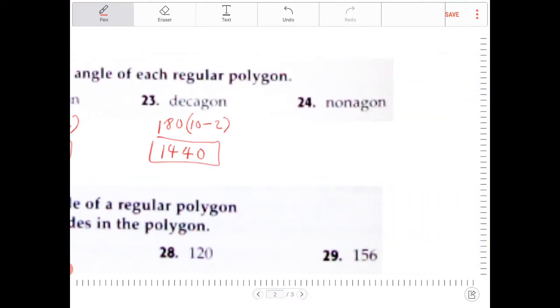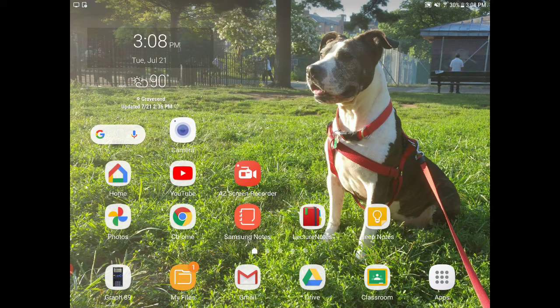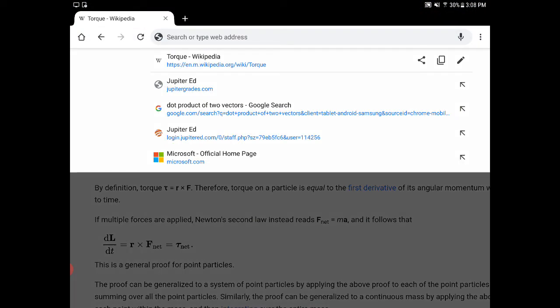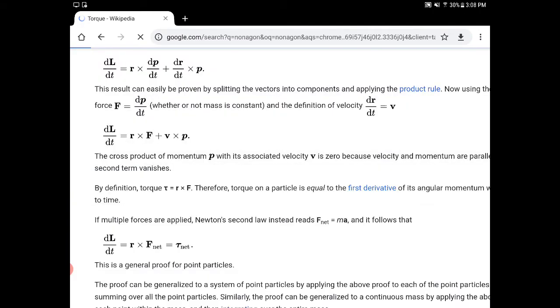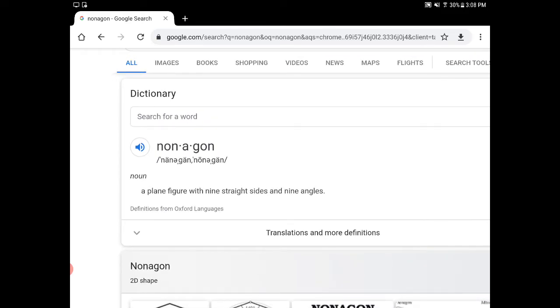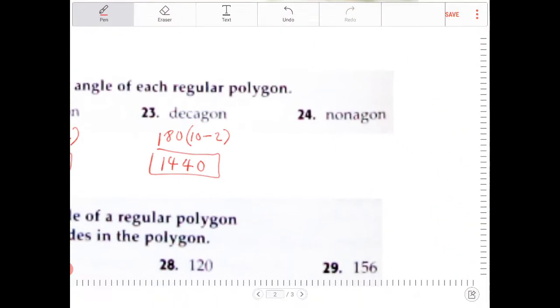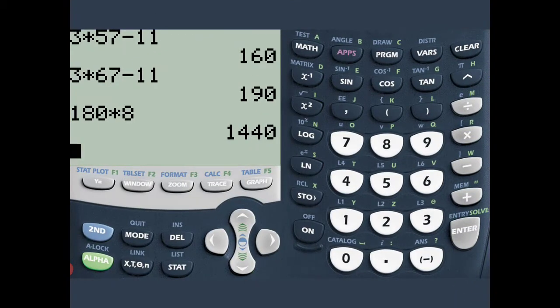Okay, and nonagon. What is a nonagon? I don't know what a nonagon is. Let me ask Google. What's a nonagon? A nonagon is a figure with 9 straight sides. Okay, so it's 9 straight sides. So 180 times 9 minus 2. So 7 times 180. What is 7 times 180? 1260. There you go.